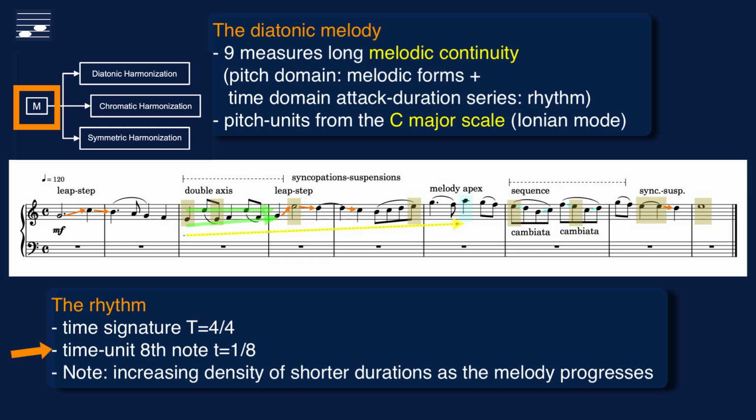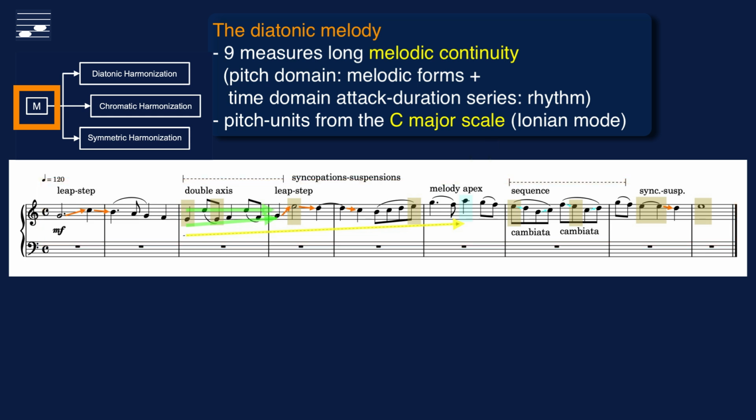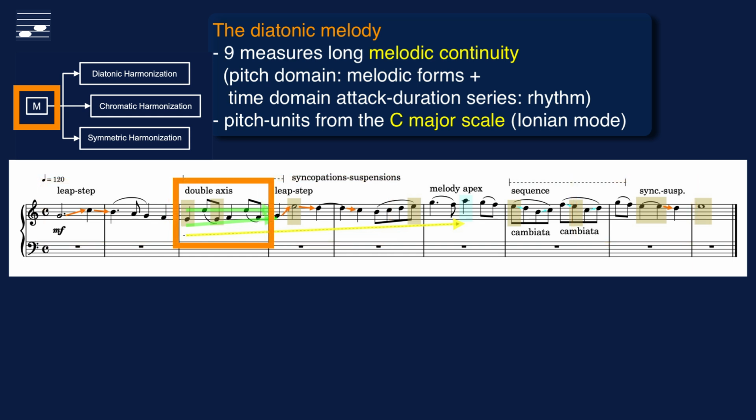Thus we have obtained a diatonic melody in C major with typical characteristics, such as an overall pitch curve with climax, and various resistance increasing techniques, such as the leap step patterns, the use of secondary axes, syncopation and the cambiata patterns. Listen to the source diatonic melody in C major.